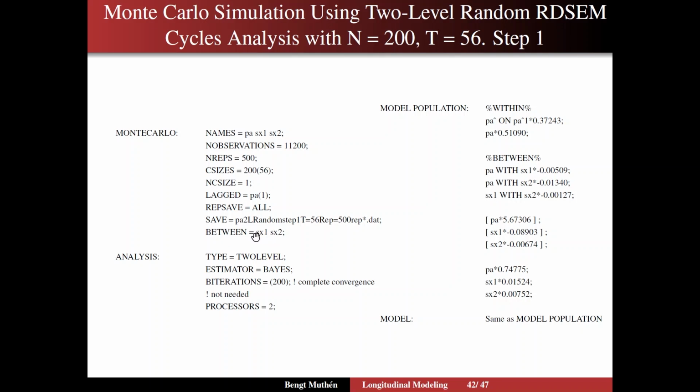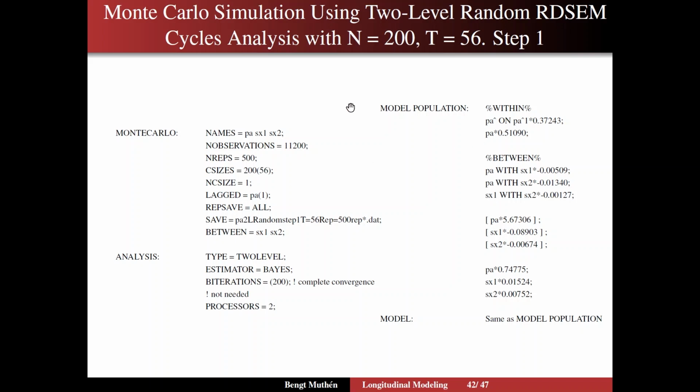And the question is, how do we generate them? Well, let's take a look at it. We do a 2-level analysis using Bayes. And here we set BITERATIONS to 200. You could do FBITERATIONS also if you wanted instead, which signifies that we don't need complete convergence here. It would take a while to do the complete convergence for all 500 data sets, although that could be an interesting run as well. But we only need to generate the data, so we don't need to have perfect estimates. It's the data set that we're after.